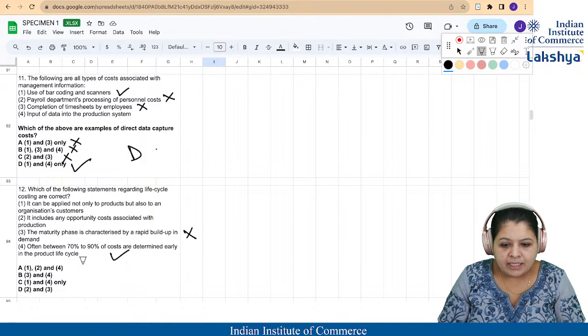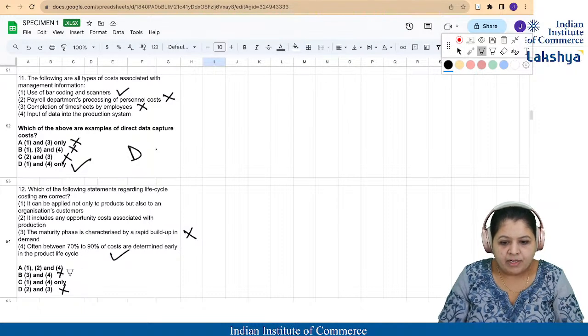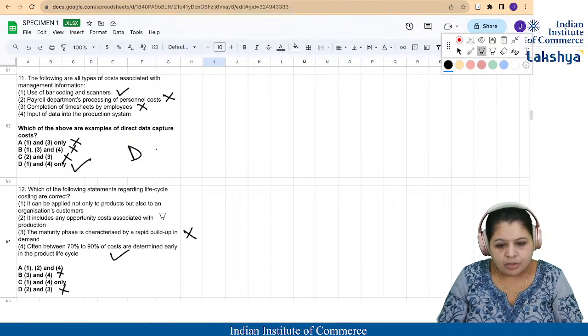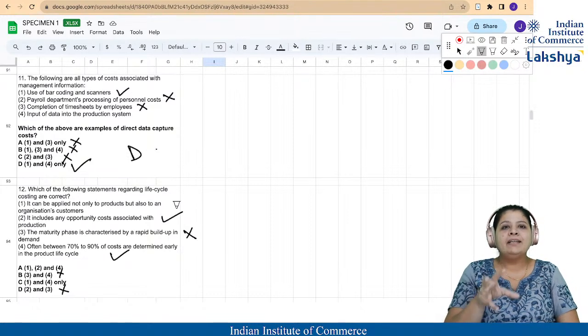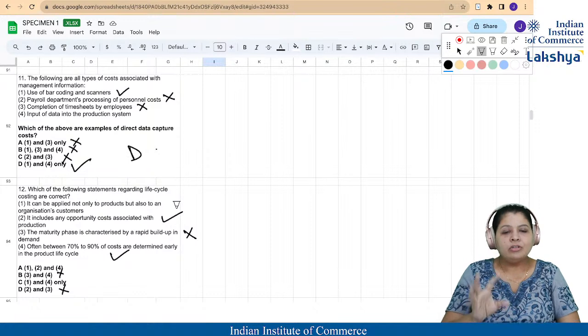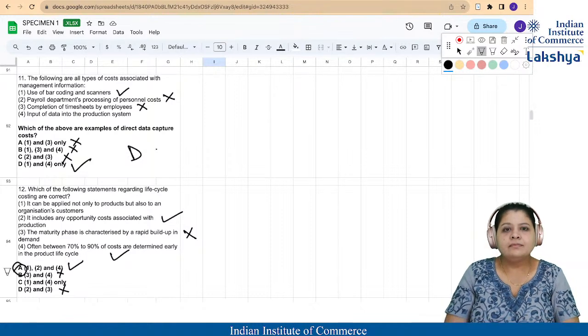So let's see where 3 is, and that will be eliminated. This definitely is eliminated. Now I've got two options, 1 and 4 and 2 and 4. Let's see if 2 is correct or not. It includes an opportunity cost associated with the production. That is also very true because your cost of leaving that particular life cycle is also included in that particular life cycle costing method. Hence, your answer is A, right?